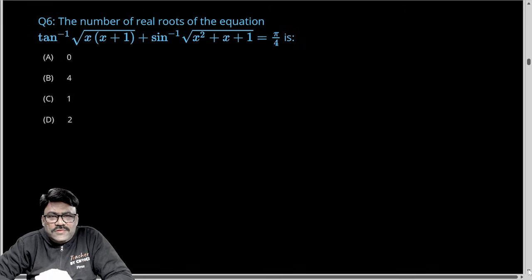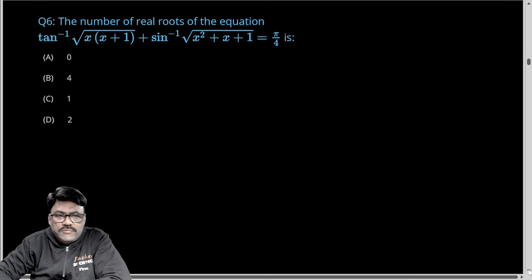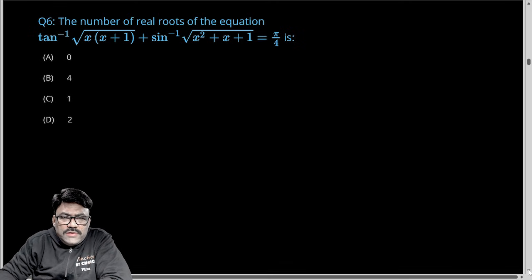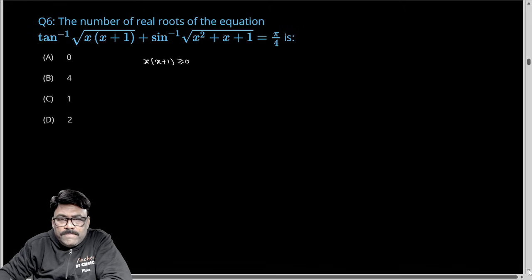Okay, see this question. This is from ITF. You have to get the number of real roots of this equation. Now you can clearly see that this function is defined only when this x squared plus x is greater than or equal to 0. Quantity inside the root should not be negative.